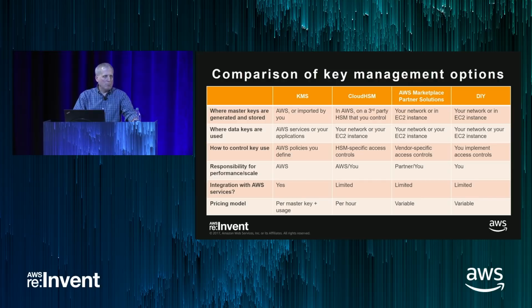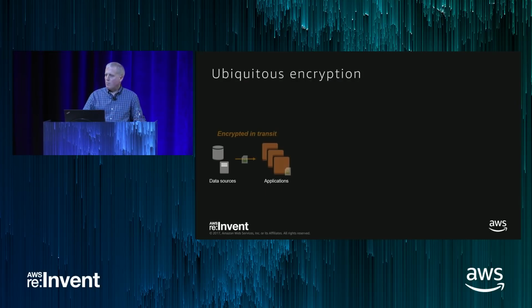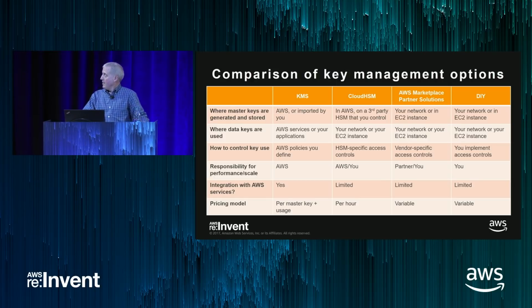CloudHSM gives you a slightly smaller security boundary around the keys themselves. But of course, you don't get integration with other AWS services because there are no AWS managed APIs.